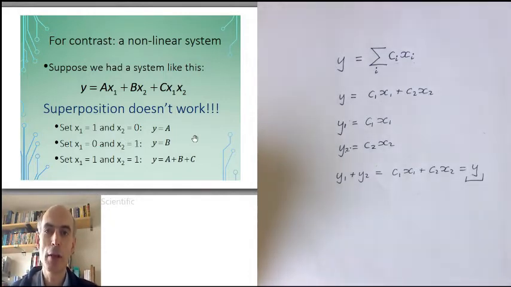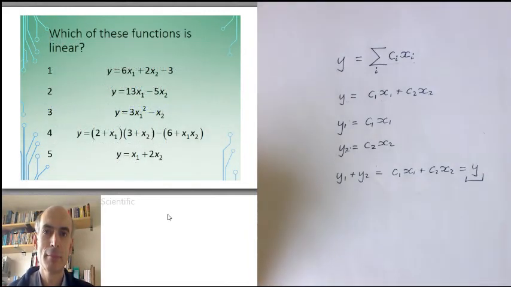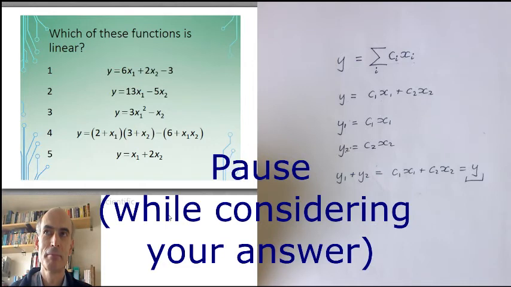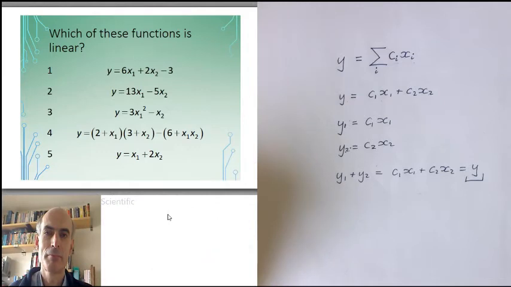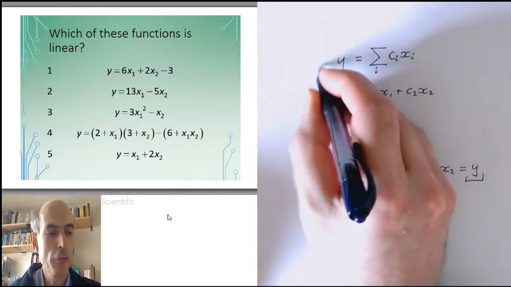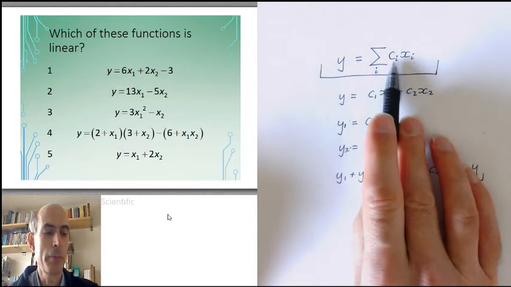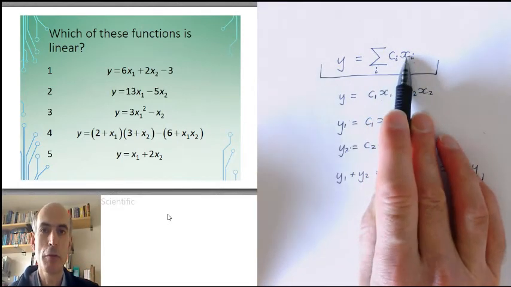So another set of 5 similar expressions, which one of these is linear? Again, if you like, pause the video for a while, have a think about it, and then restart. Okay, remember, for a linear system with multiple inputs, we need all of the terms to be of this form. A constant times one of the inputs.